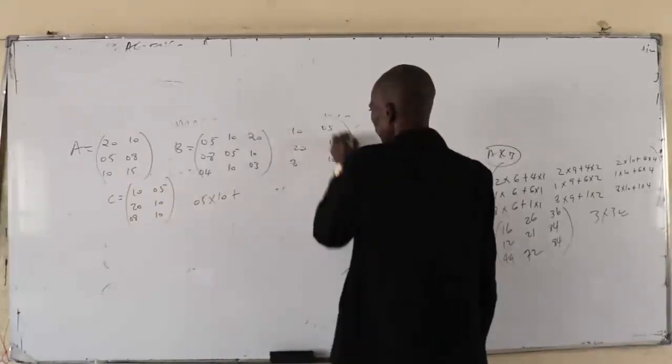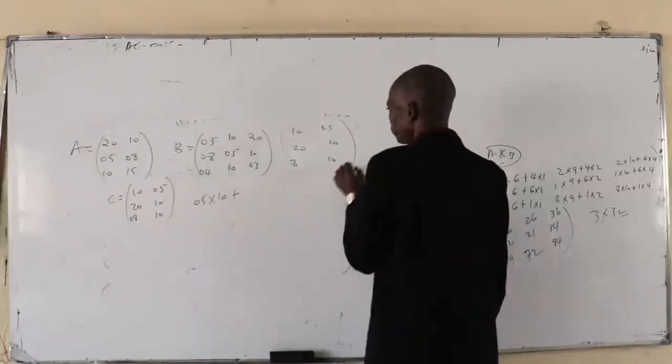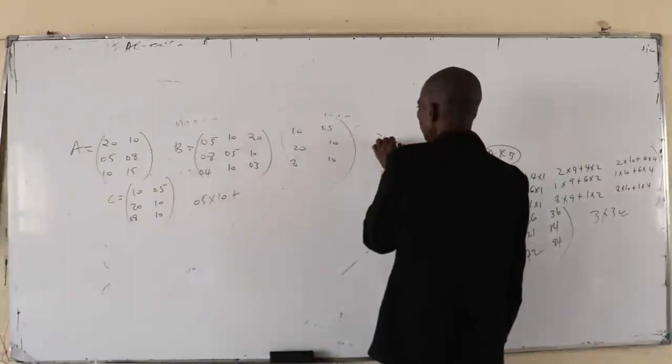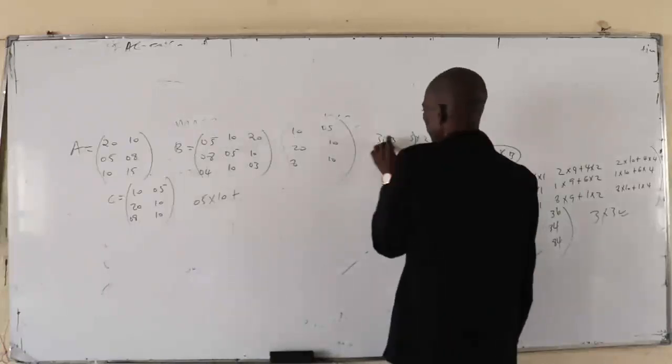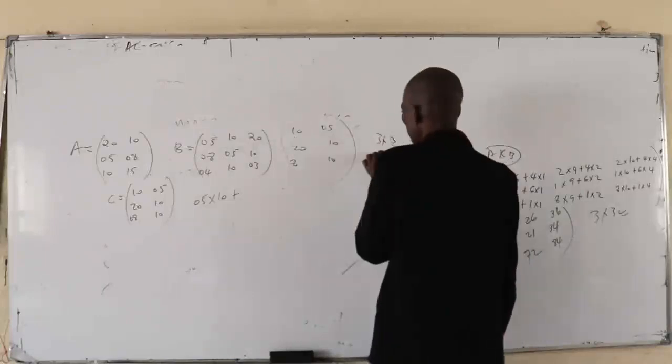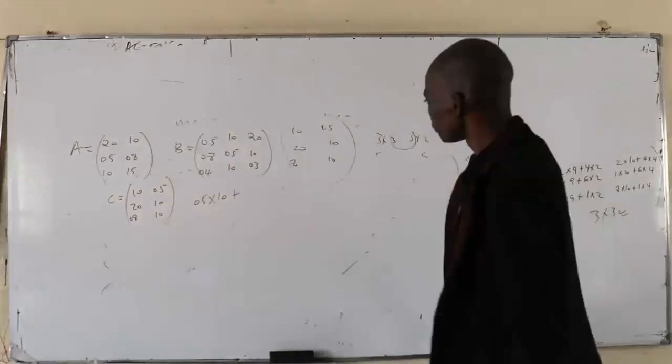So we shall be having the resulting matrix. We have said this one is 3 by 3. That one is 3 by 2. So the resulting matrix will have 3 rows and 2 columns. So the columns will be 2.